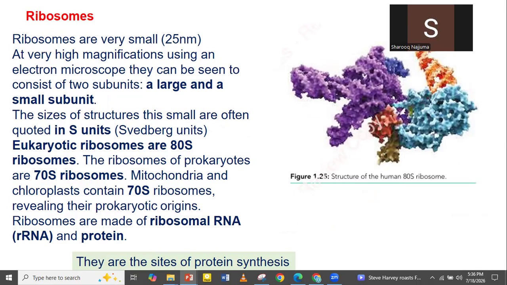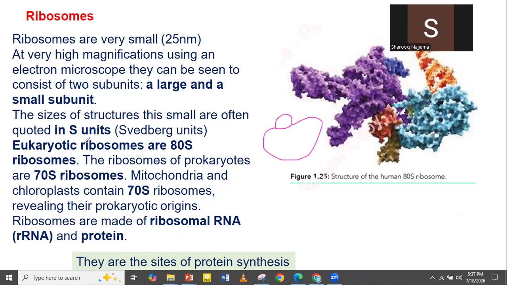Ribosomes are some of the smallest organelles, and they are roughly 25 nanometers in diameter. Now, at very high magnifications, you'll be able to see that ribosomes are made up of a large subunit and a small subunit. They appear like this. You have a small and a large subunit. Here they are trying to show us the structure of a human ribosome. This is one subunit, and then this is another subunit.